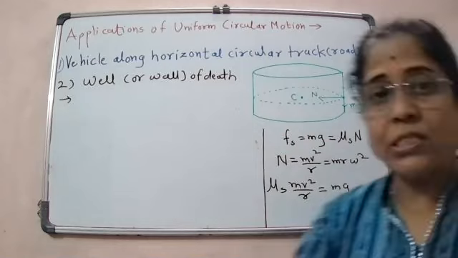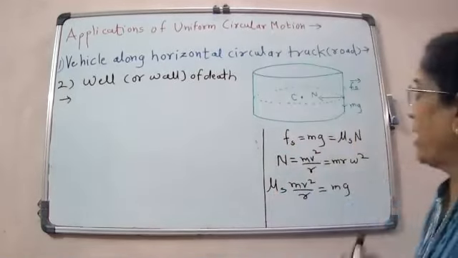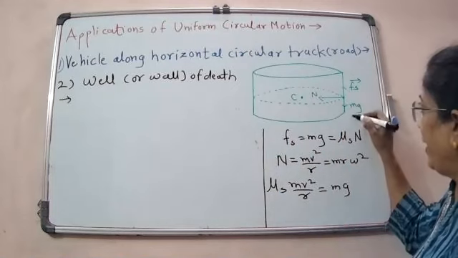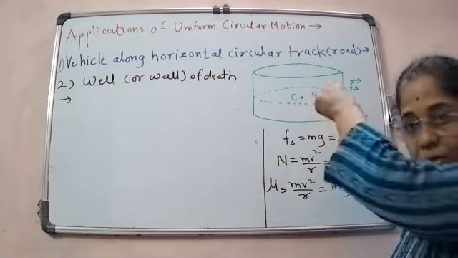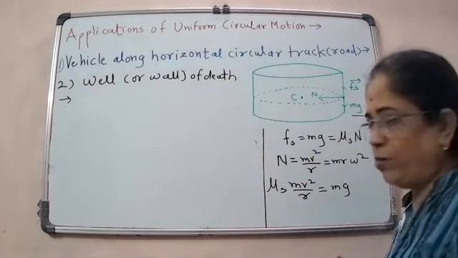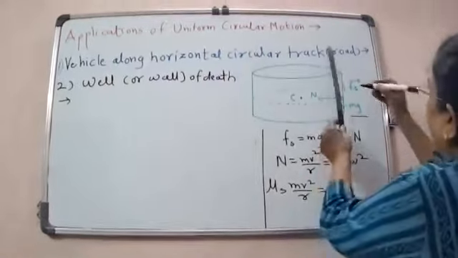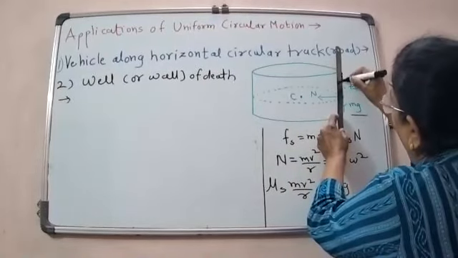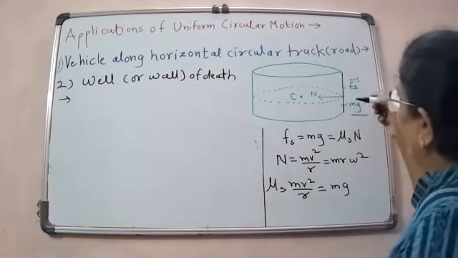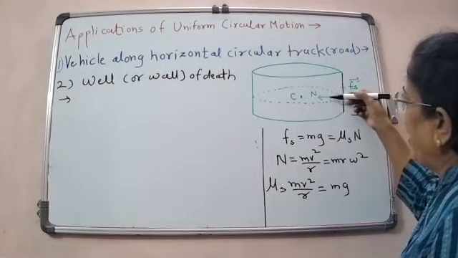So what are the forces acting on that motorcyclist? First one, weight mg, which is acting vertically downward. And now see, this is the wall of death. So the normal reaction is perpendicular to the wall.